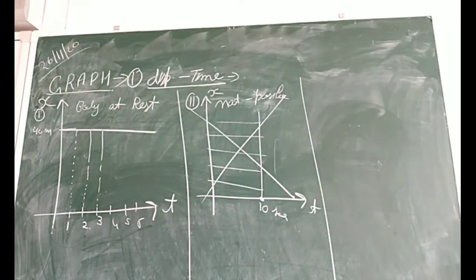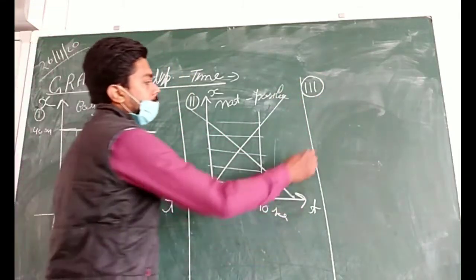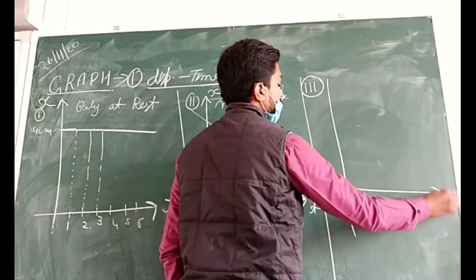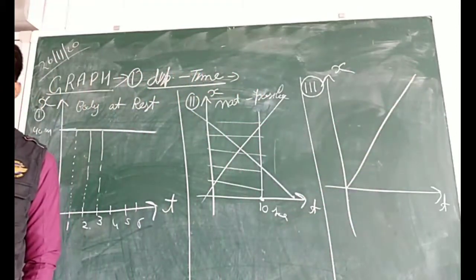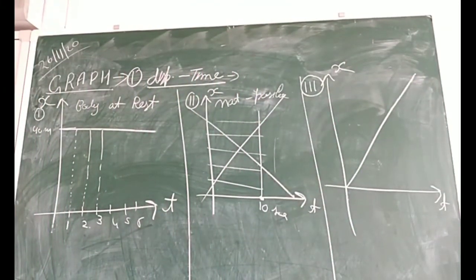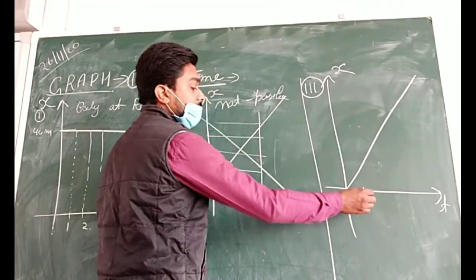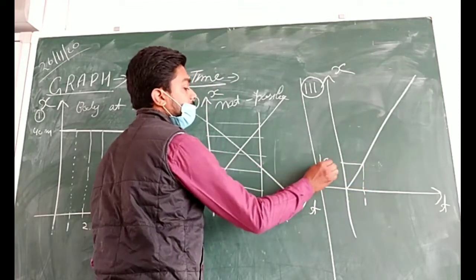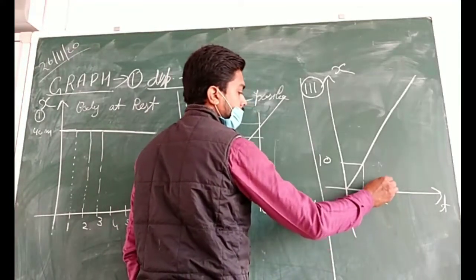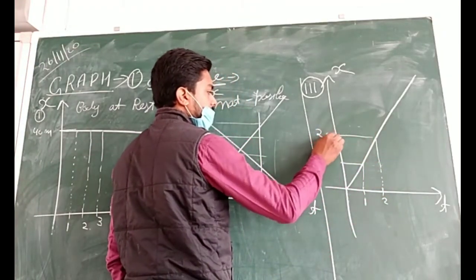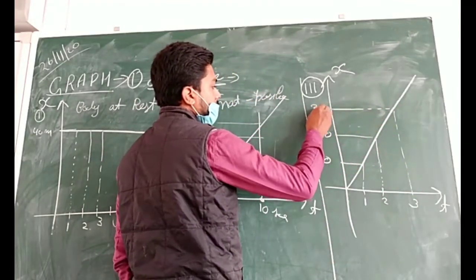Our third graph is this. This is time, this is displacement, and our third graph is this. Uniform. Okay. Then in this graph you can see when the time is 1 second, there is a displacement of 10 meters. When the time is 2 seconds, there is a displacement of 20 meters. When the time is 3 seconds, there is a displacement of 30 meters.